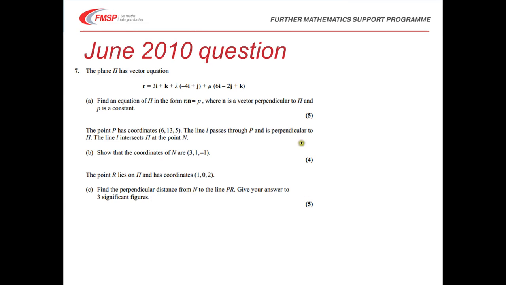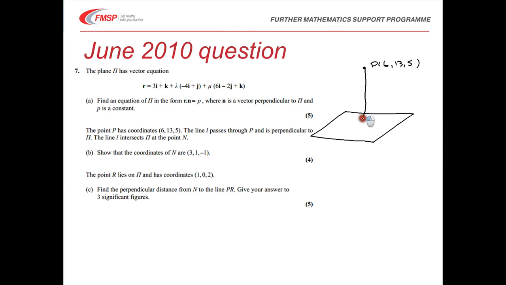Okay, now we've got a point R on the plane, and we've got to get the perpendicular distance from N to the line PR. Okay, so let's just draw a diagram of this. So once again, here's our plane. Here's our point P, which is (6, 13, 5).